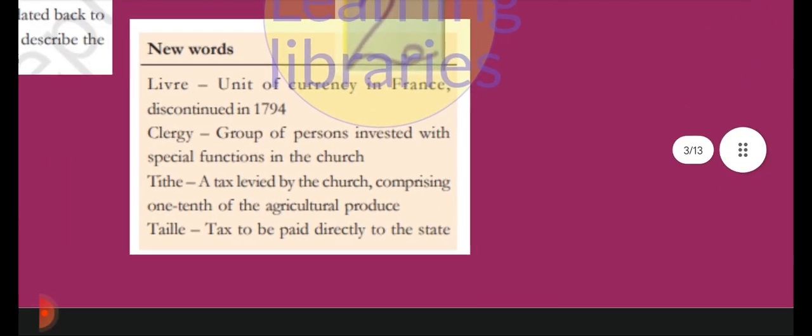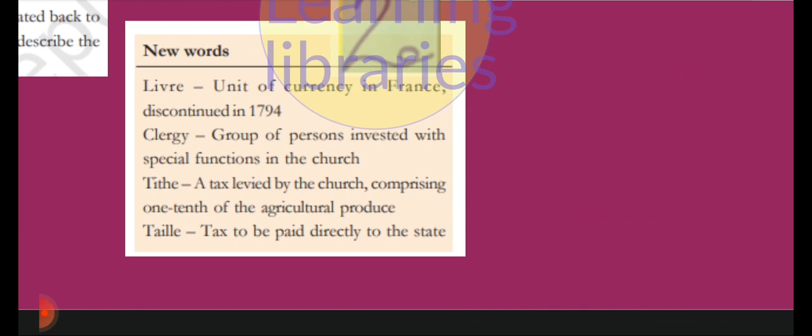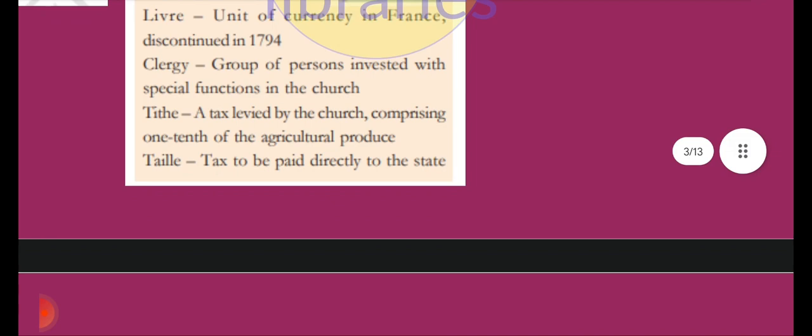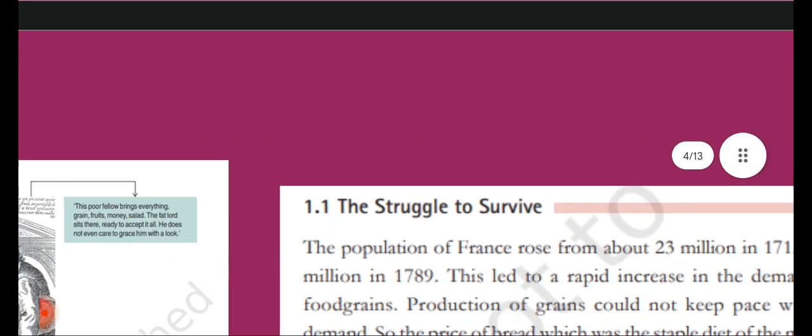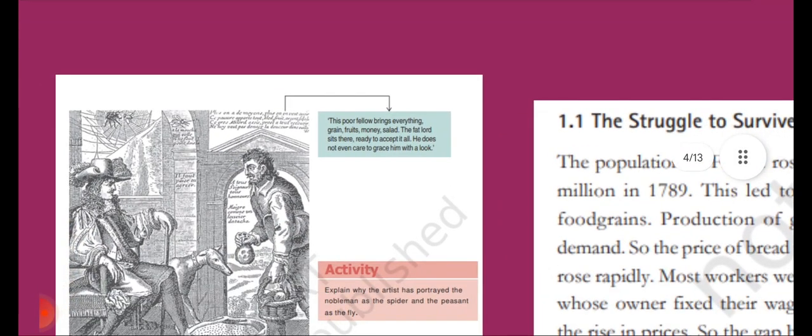So there were two words: tithe, it means a tax levied by the church comprising one tenth of the agricultural produce. Basically, they were farmers, so they had to give some part of their produce. If they're growing 10 bags of tomatoes, so one tenth had to be handed over to the church, and then tax paid to the state. Apart from that, they also had to pay to the state.